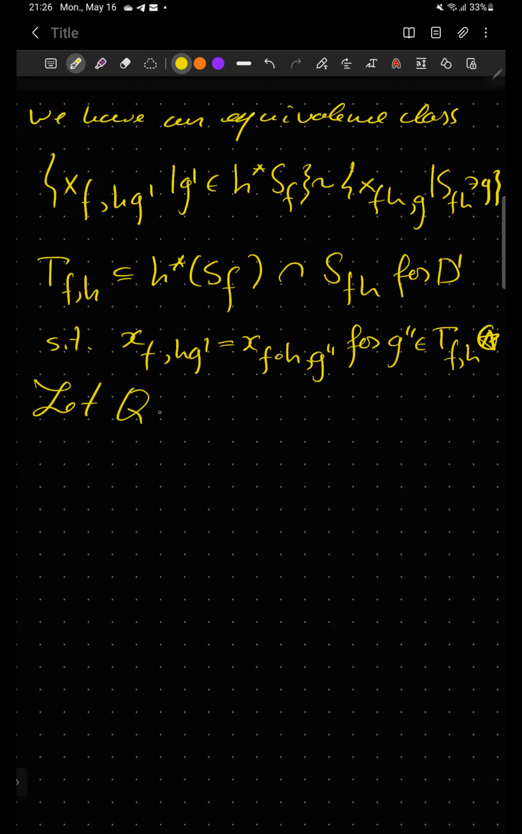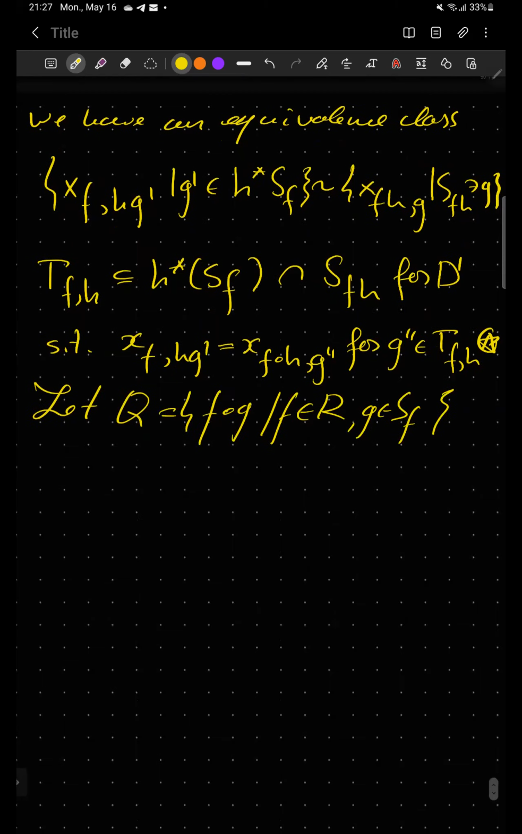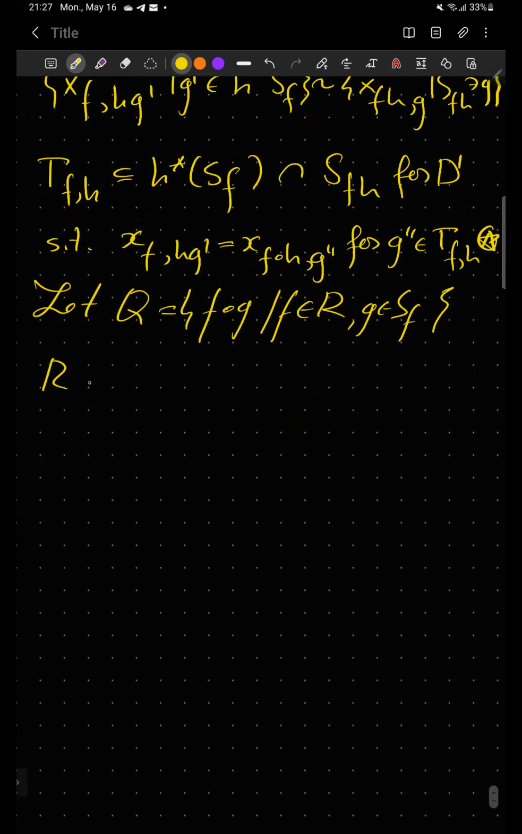Let Q be defined like this: f in R, g in S f. R and S f are covers of C, hence Q is a cover of C.